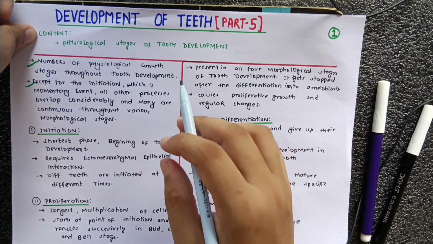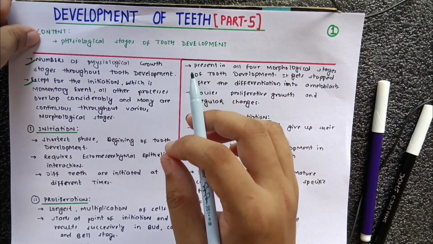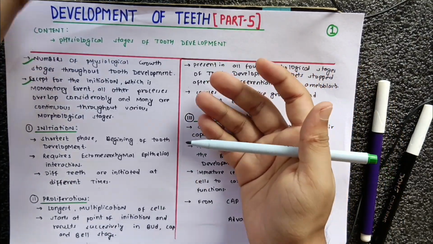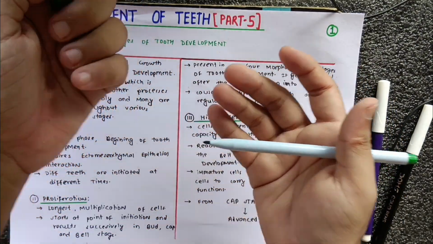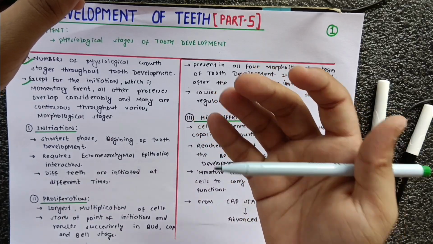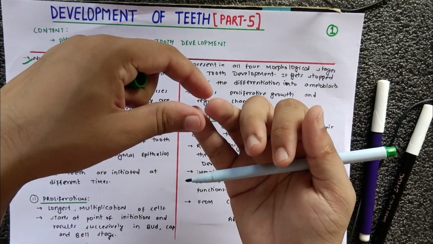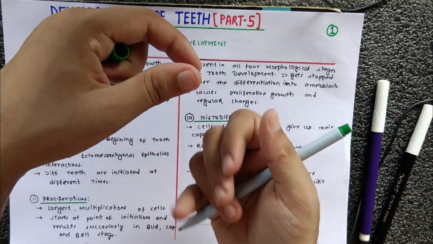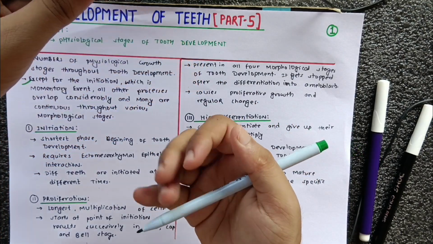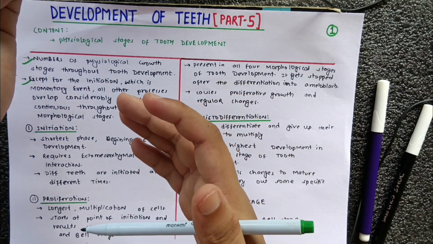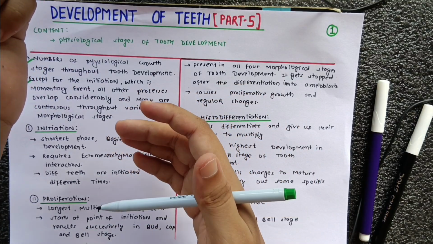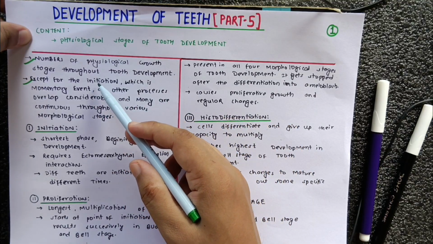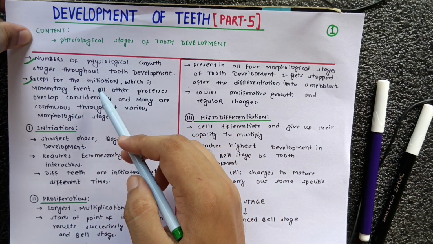The first thing I wanted to tell you is that in the physiological stages we have a total of 5 stages, just as we have 4 stages in the morphological stages. First is initiation, then proliferation, then histodifferentiation, then morphodifferentiation, and the last one is apposition. In the morphological stage we have the bud stage, cap stage, early bell stage, and advanced bell stage.